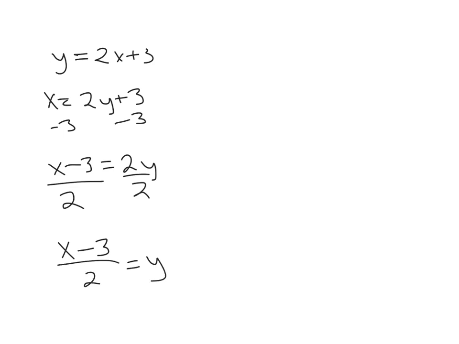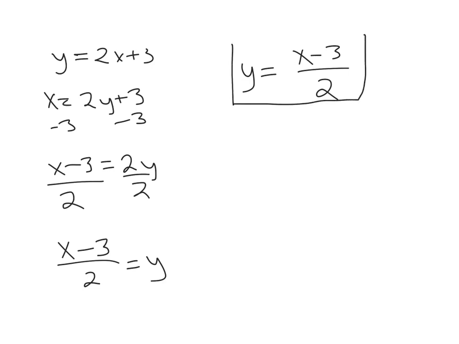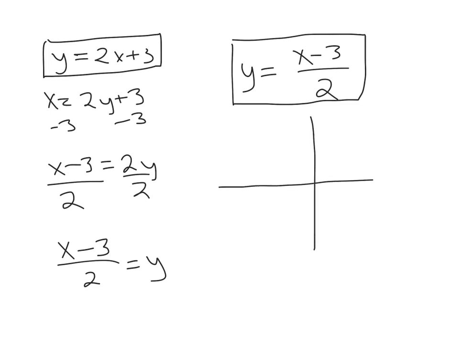Now, some of you may not like the way that's written. That's okay. You can rewrite it as y equals x minus 3 over 2 if the way that's written is bothering you. So this right here is the inverse of our original function, okay? And we said that we could see it reflected about the y equals x line, and that line is right here. That's y equals x, okay?